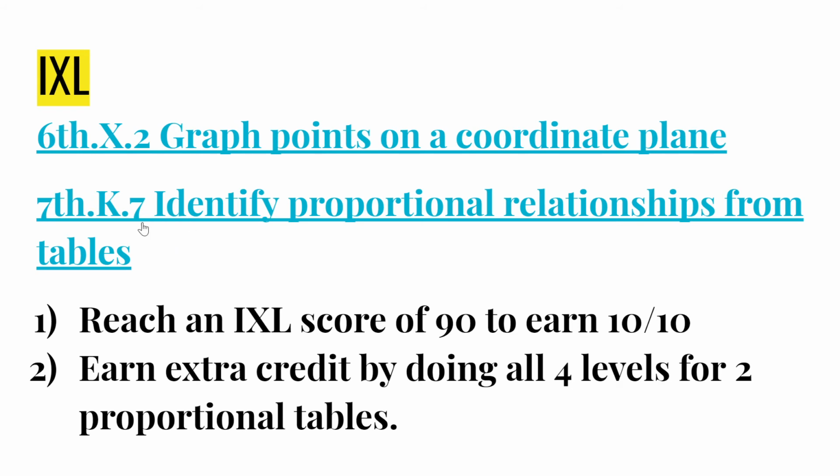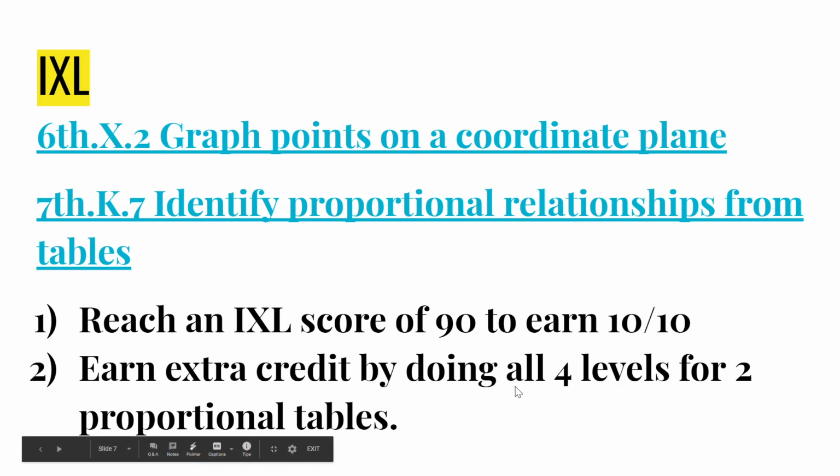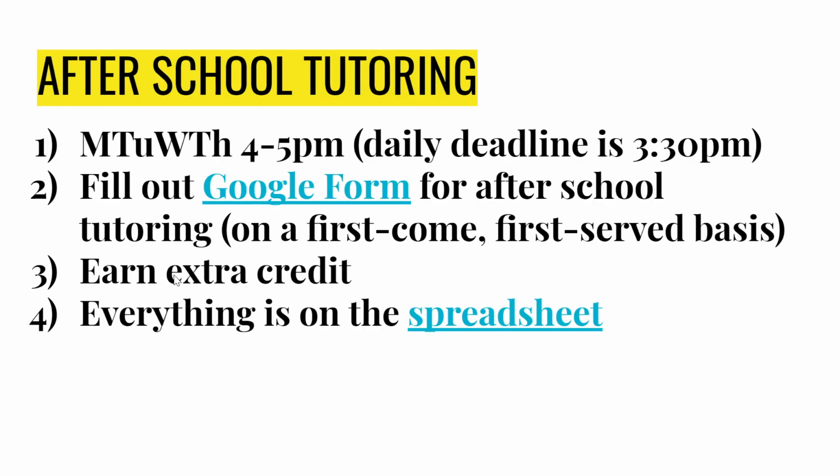Your other IXL for this week is based on the notes, K7, 7th grade, identify proportional relationships from tables. As always, if you reach a score of 90, you earn a 10 out of 10, and you can earn extra credit by doing all 4 levels for 2 proportional tables. So for 2 different problems.